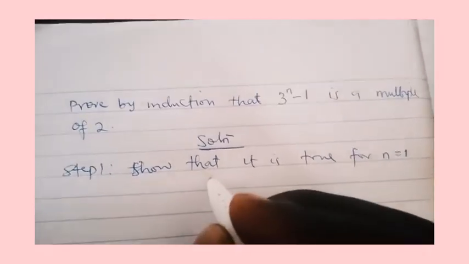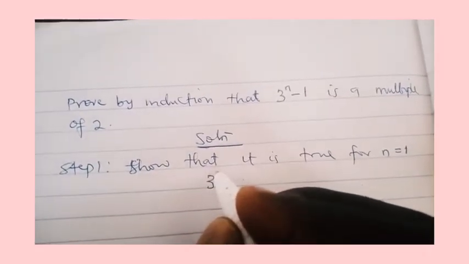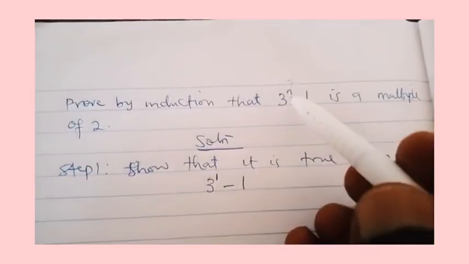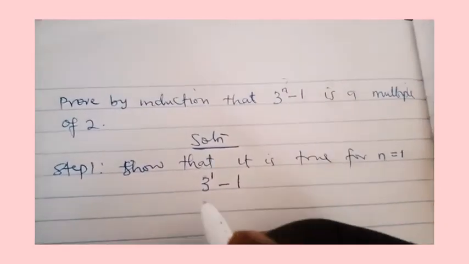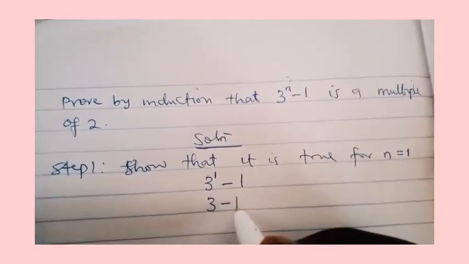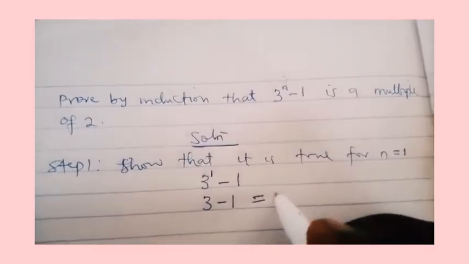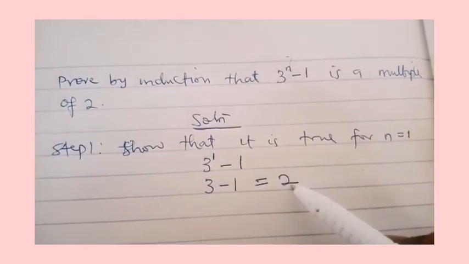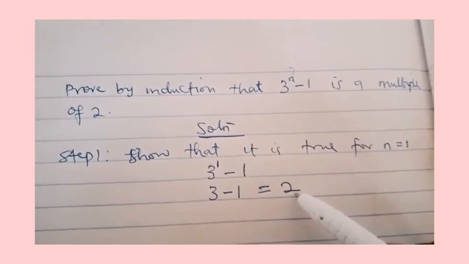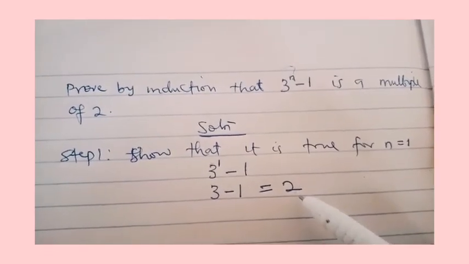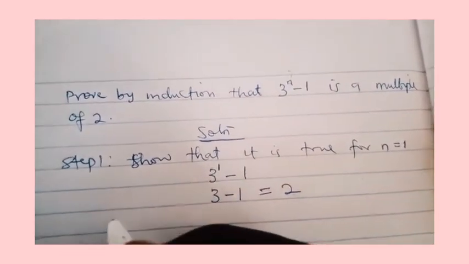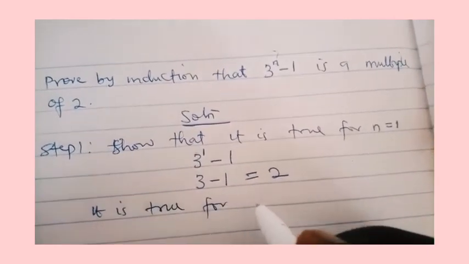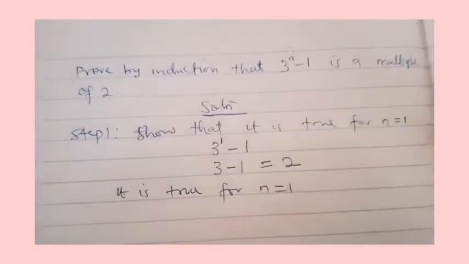Let's try that. That will be 3 to the power of 1 minus 1. That is from here; we replaced n with 1. 3 raised to the power 1 is 3, minus 1. Of course, 3 minus 1 is 2. Now, is 2 a multiple of 2? That is a yes. It is a multiple of 2. Then it is true for n equal to 1.